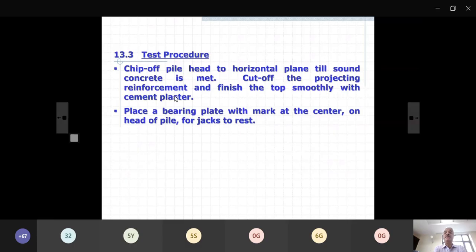So for their seating, prepare the pile. Then place a bearing plate with a mark at the center. This is like a normal plate load test. So this is your pile, and you will put a bearing plate here. In this center there is a mark on the head of the pile where your jacks will rest.